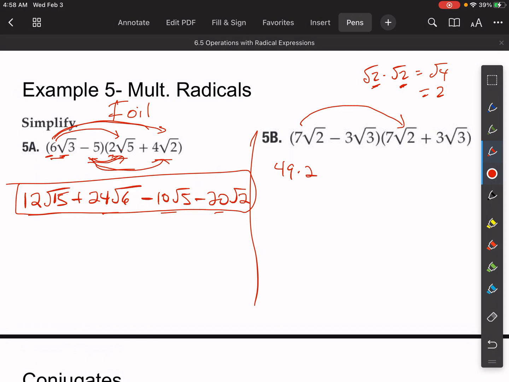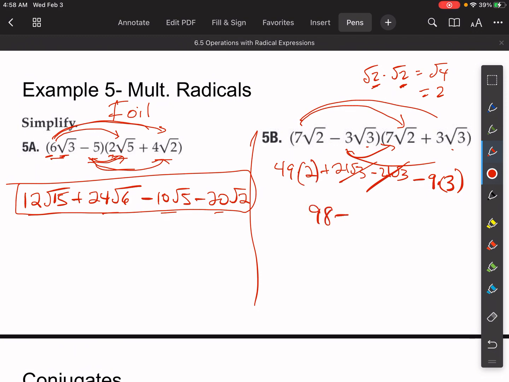So we have 49 times 2, and then if we did this one, it would be plus 21 root 3, and then that guy would be minus 21 root 3, so those cancel. And then my last term would be minus 9 times 3, because square root of 3 times square root of 3 is 3. Okay, so use parentheses there so we don't get it confused with anything. So 49 times 2 is 98. 9 times 3 is 27. When I subtract those, I'm left with 71.